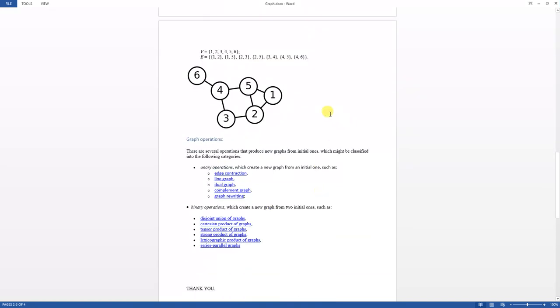There are also some operations on graphs. They are of two types, unary as well as binary operations. The unary operations which create a new graph from an initial one are like line graph, its contraction, complement graph, etc. And there are some binary operations like disjoint union of graphs, Cartesian product of graphs, etc.